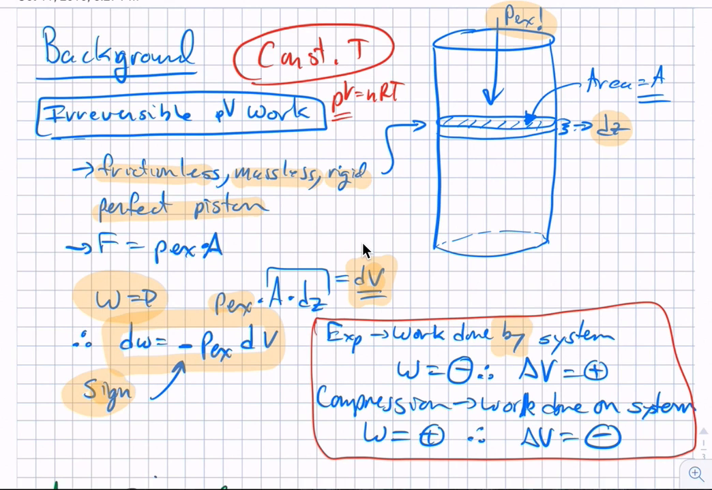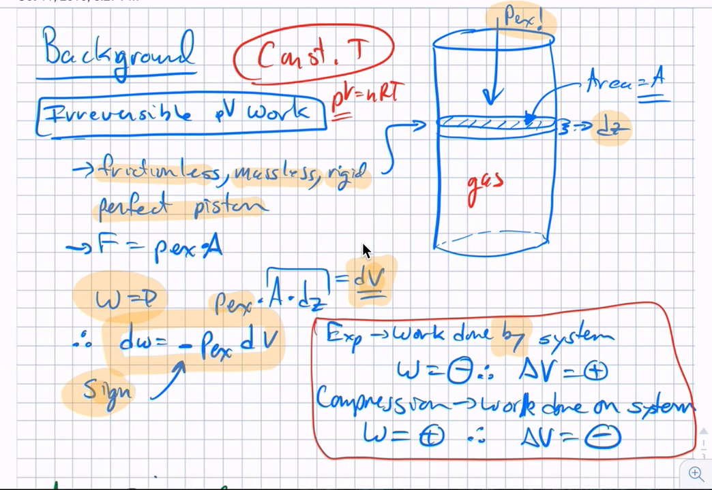So when we're doing expansion, work is done by the system. In other words, the gas that's in the cylinder is pushing the piston up, and so work is being done by the system. And if that's the case, work is going to be negative because energy is leaving the system, causing the volume change to be positive. And so if delta V is positive, minus pressure, which has to always be positive, times the change in volume, which is positive, work has to be negative, hence energy is leaving the system.